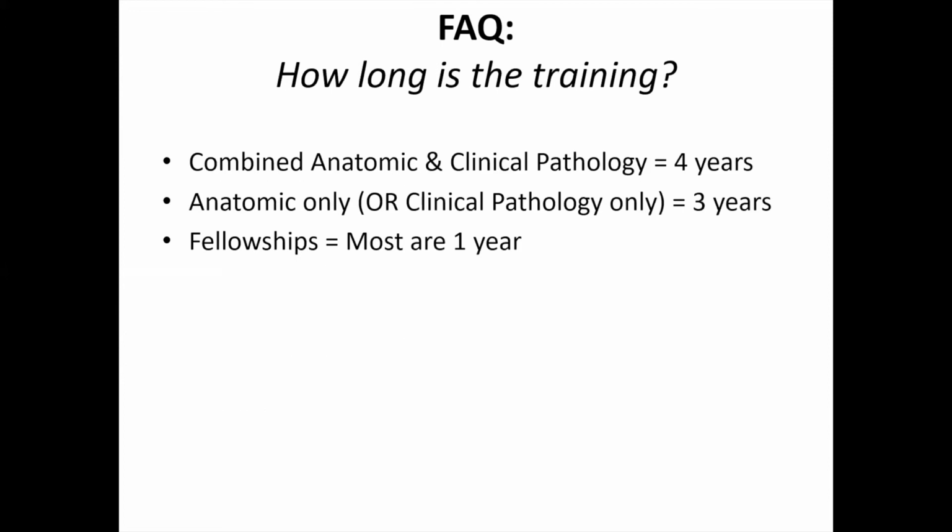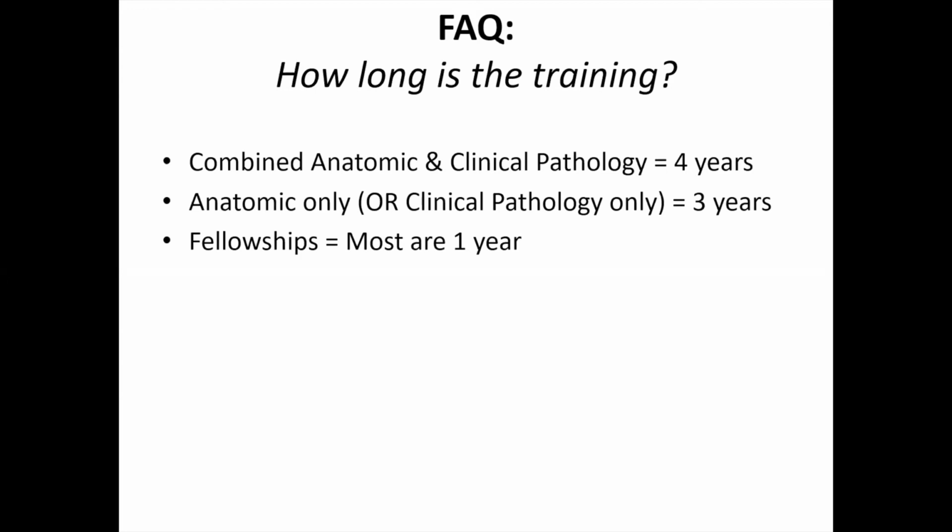How long is the training? If you do a combined anatomic and clinical pathology, that's 4 years. Now, if you just want to do anatomic or clinical, let's say you don't ever want to do autopsies, so you want to do clinical, that's 3 years. I recommend people just go ahead for the 4 years. For that additional year to get both training, I think it's just worth it.